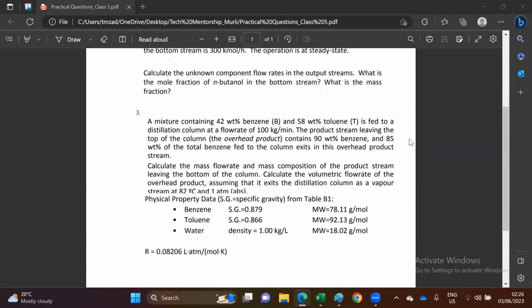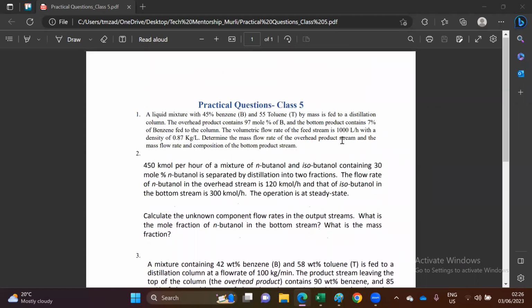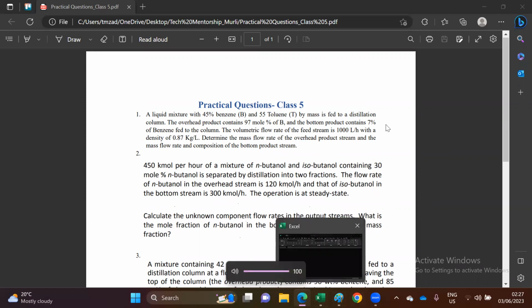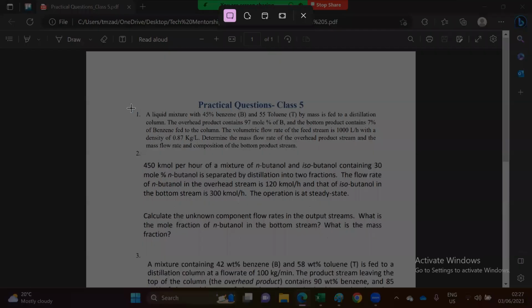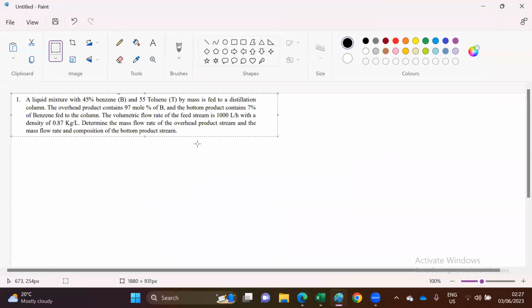And the second and third question. If you are ready, we can start. While solving these problems, I will use the help of Excel and also Paint to explain the block flow diagram first, and also the streams, and I will show some basic theoretical knowledge and equations based on these questions. Let's get started. The first question. Let me take a picture. Yes, let's go.